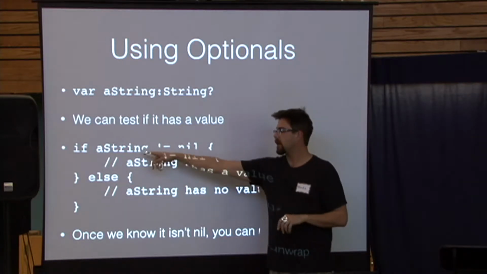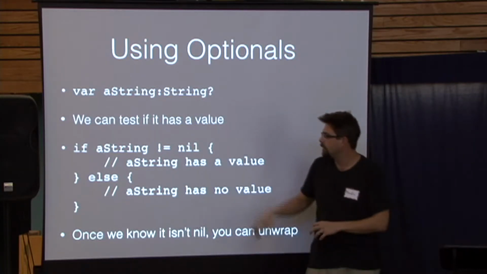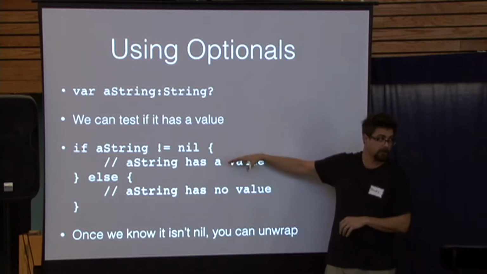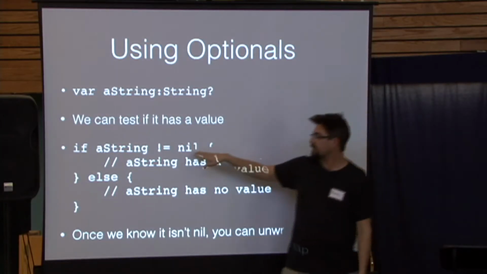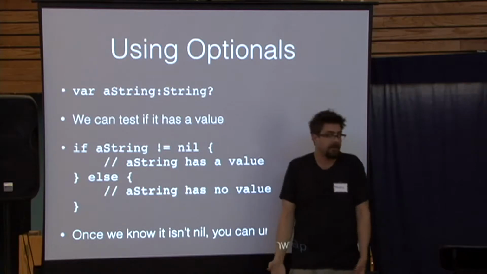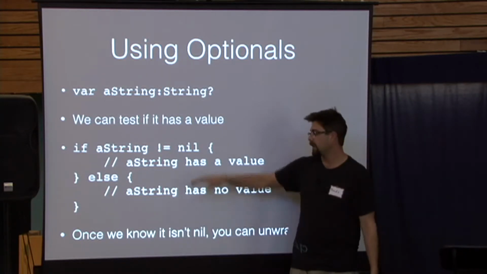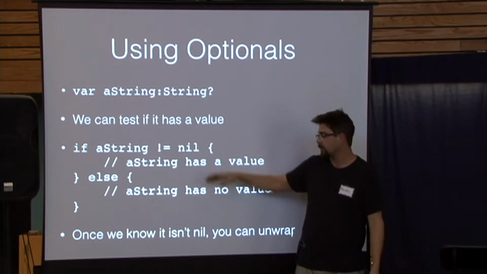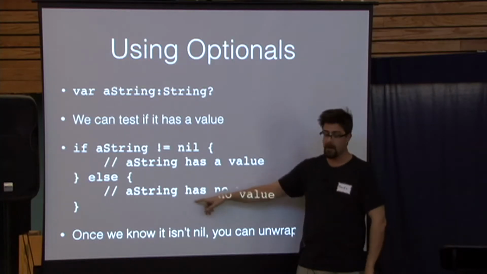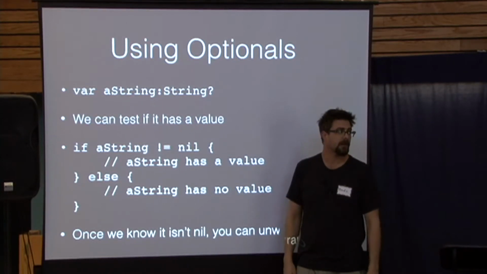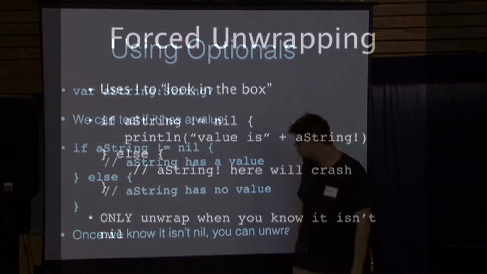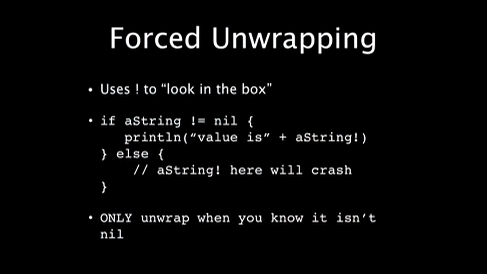That's an important differentiation. So I can check and say, if a string is not nil, then it has a value and I can do something. Basically this line is saying, is there anything in the box? If there's something in the box, then it's not nil. Then I can step in here and look inside the box, which we'll look at next. Otherwise, that box is empty. Do not open and try to use the thing in the box. Once we know that the box has something in it, then we can use what's called unwrapping.